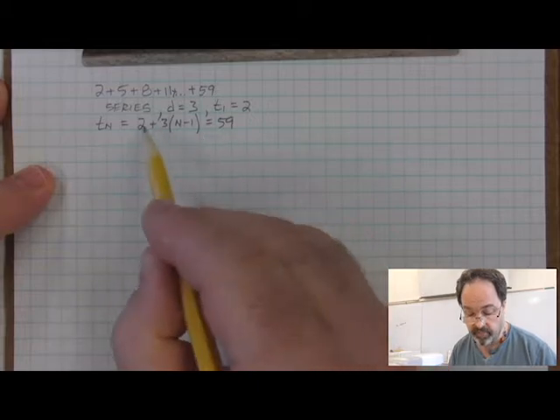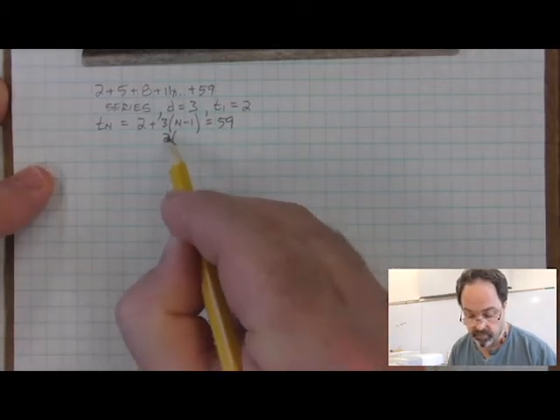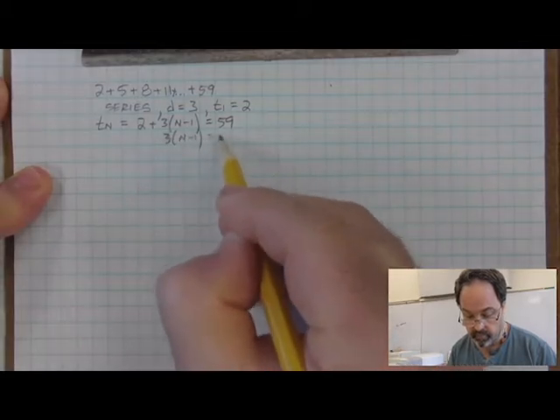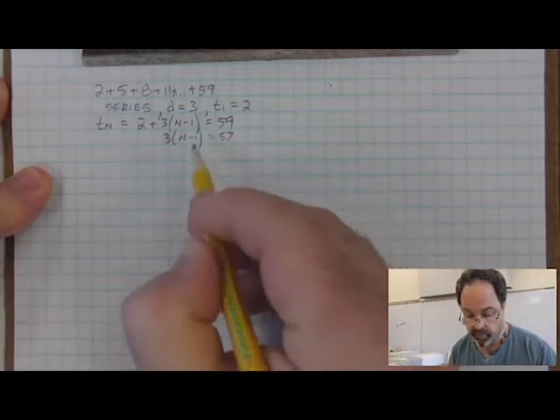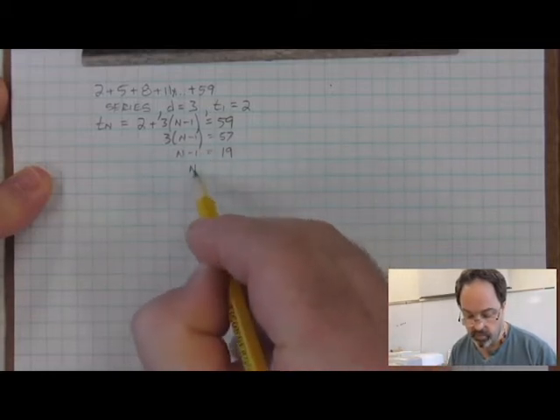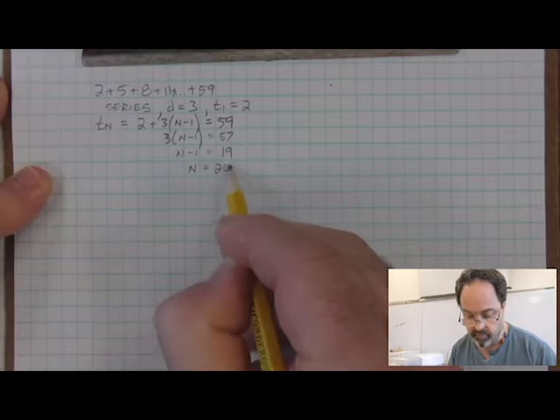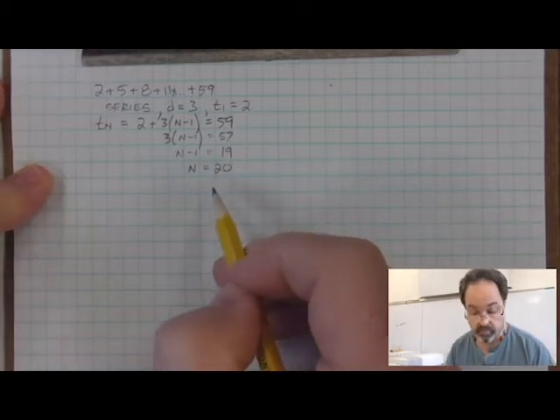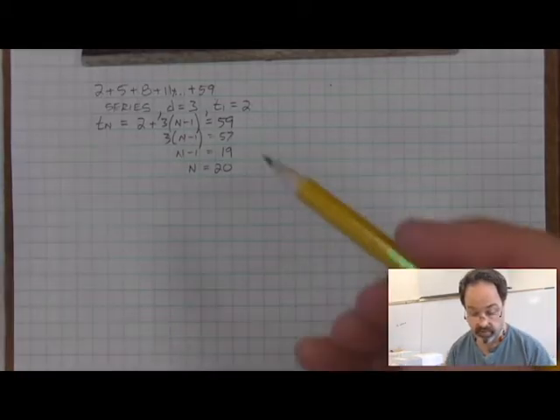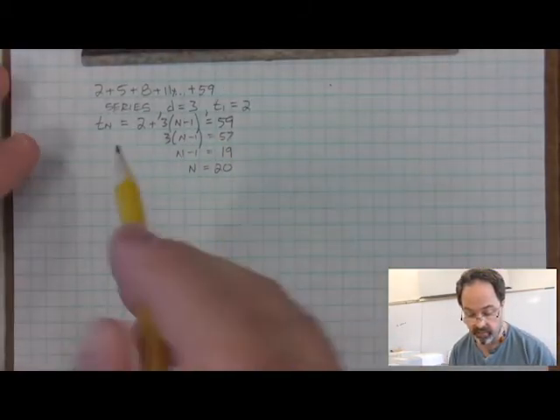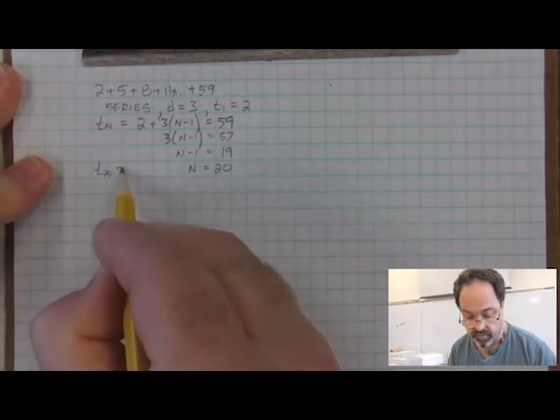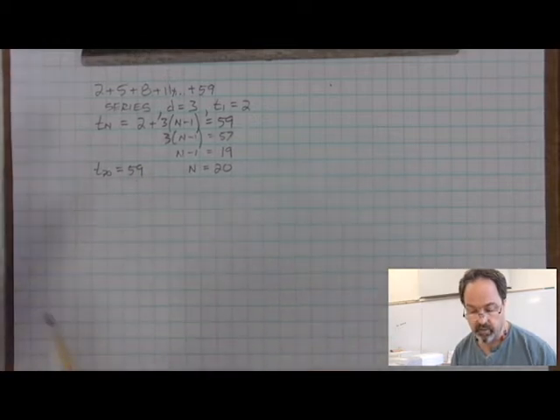So I'm going to do that by subtracting 2 from both sides. Then dividing by 3. And finally adding 1 to get n by itself. Finding n is equal to 20 has shown us that there are 20 terms in total in this series. And the value of the 20th term, the last term, or t sub 20, is equal to 59.